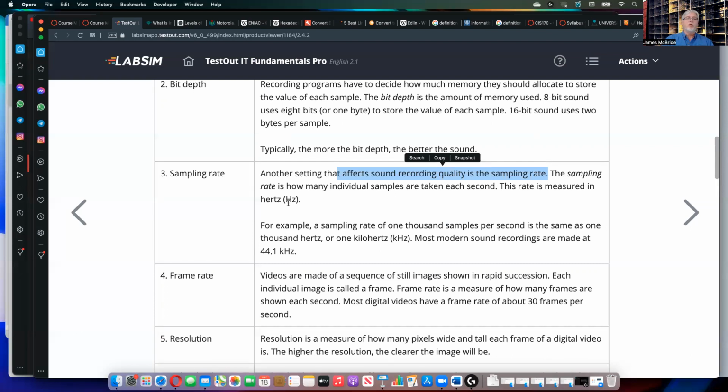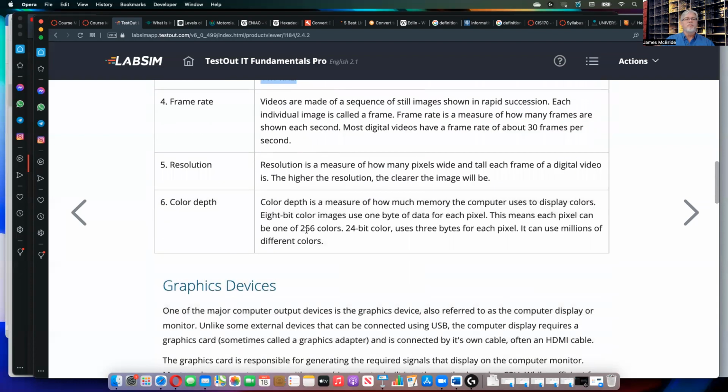But then at some point, for instance, if we're just doing an audio recording like this, it could be really low. This would be a mono sound sampling, and it's just fine. You can hear the person just fine. But then if we're talking about music, we want more of those samples.